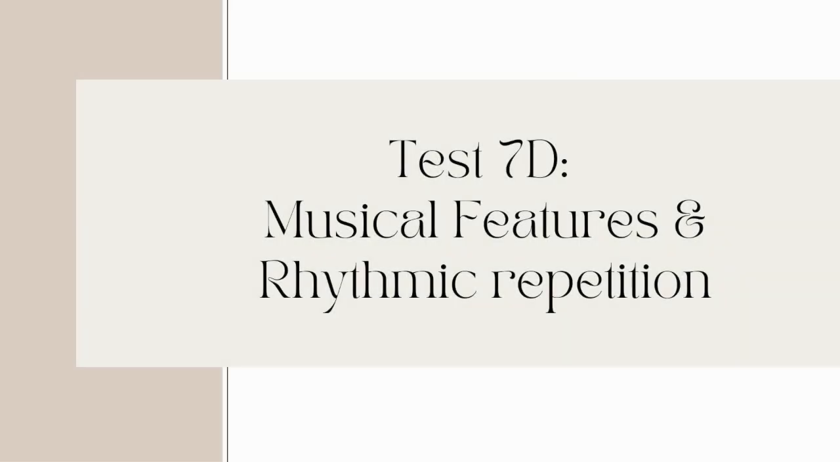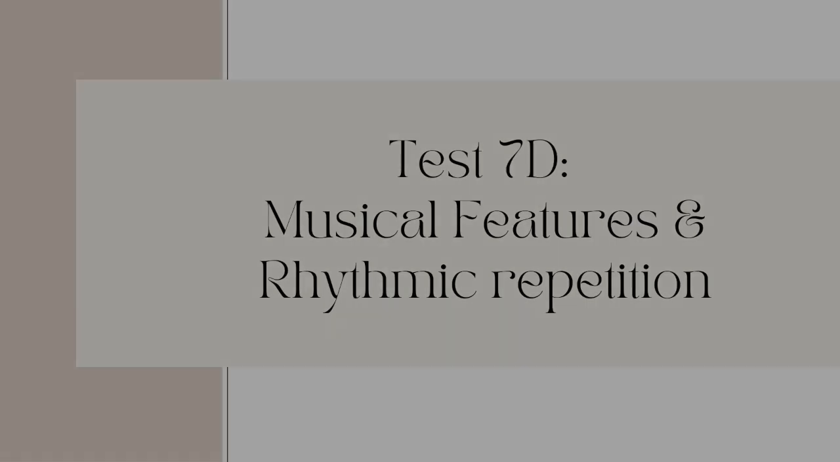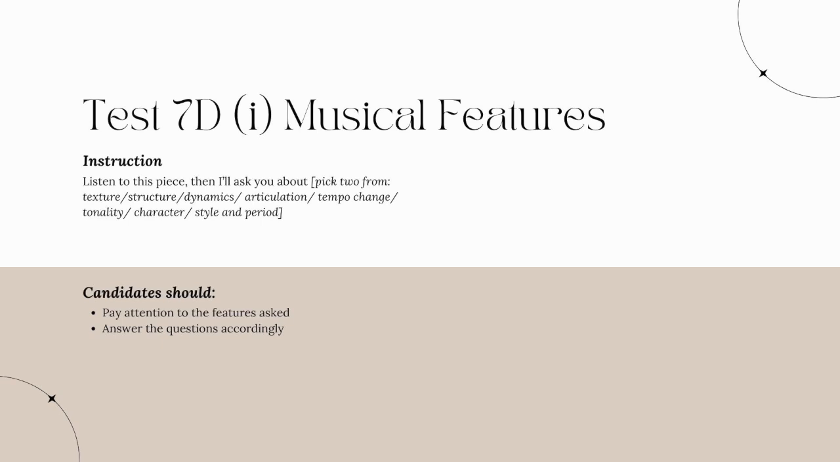Moving on to test 7D, musical features and rhythmic repetition. This is the instruction. Listen to this piece, then I'll ask you about. There will be two picked from texture, structure, dynamics, articulation, tempo change, tonality, character, and style and period. The candidates should pay attention to the features asked and answer the questions accordingly.